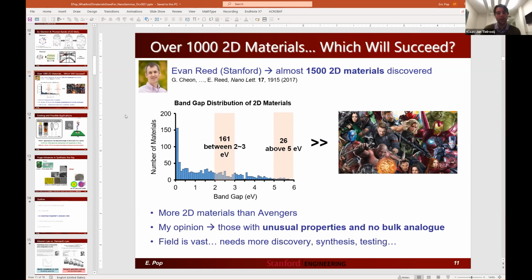I guess it gets even more complicated if you start making stacks, because then even with one interface, you have a million combinations. So yeah, right. But first we should know the properties of the individual materials.